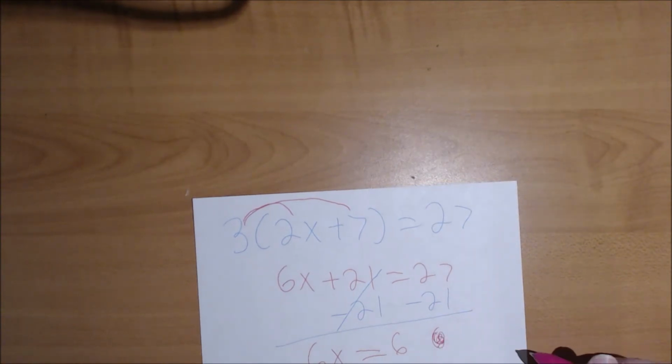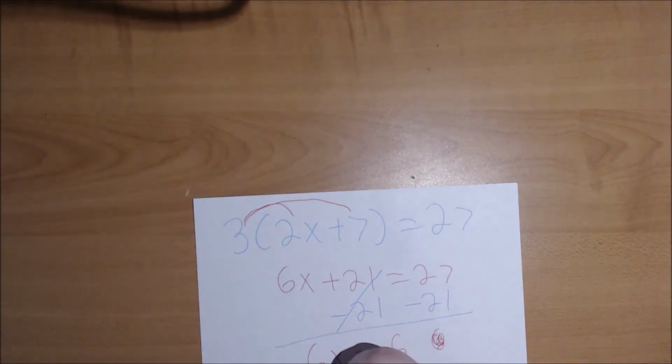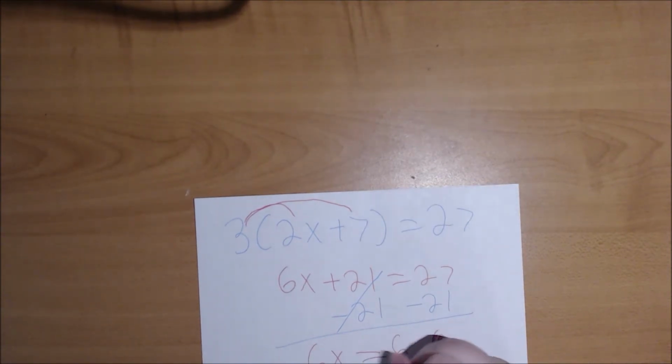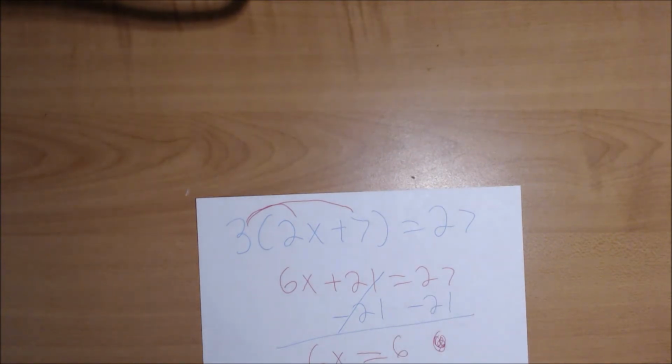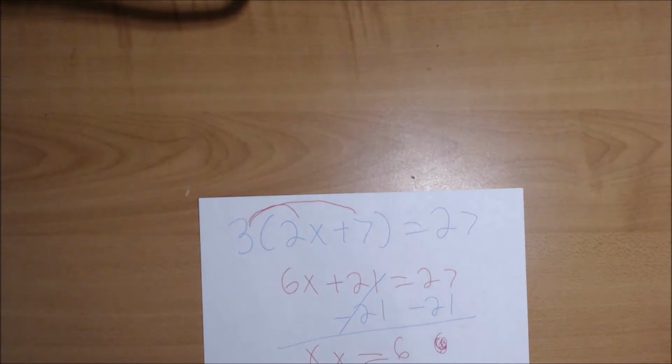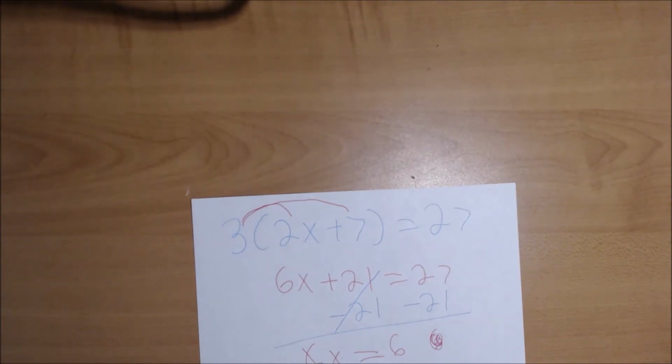So now I can go ahead and divide both sides by 6, which is my coefficient. So I'm going to do 6x divided by 6, and 6 divided by 6. 6x divided by 6 is, of course, x. And 6 divided by 6 is, of course, 1. So x is equal to 1 in this case.